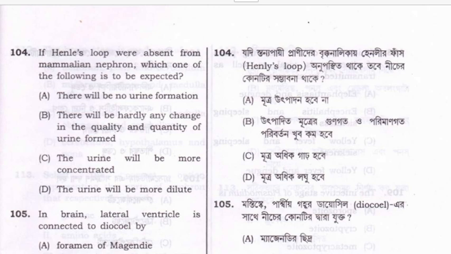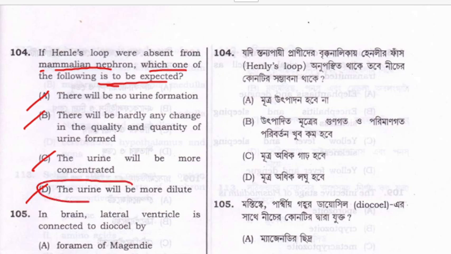Next is, if Henle's loop were absent from the mammalian nephron, which one of the following is to be expected? There will be no urine formation, there will be hardly any change in the quantity and quality of the urine, the urine will be more concentrated, or the urine will be more dilute. So if Henle's loop is absent, the urine will be more dilute, because the Henle's loop is involved in the concentration of urine.